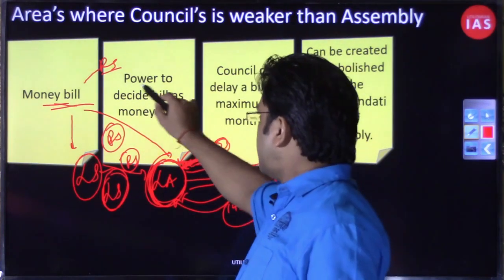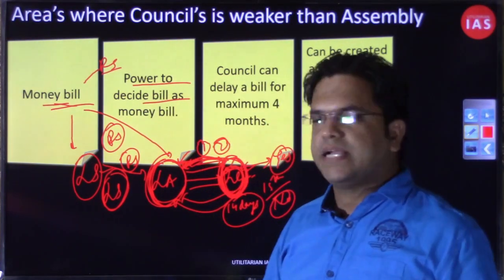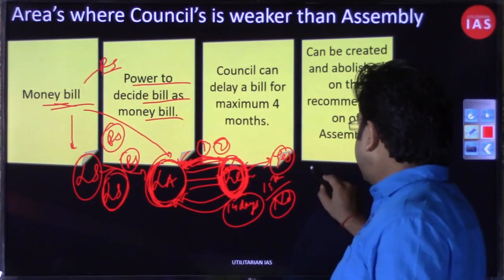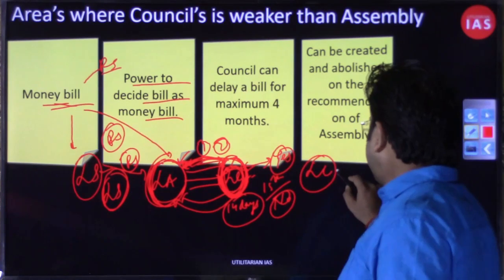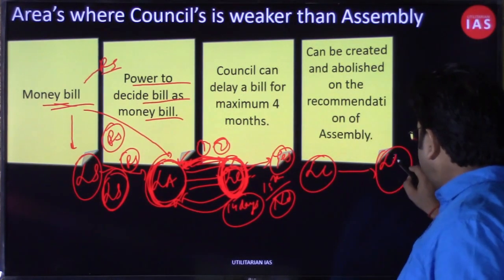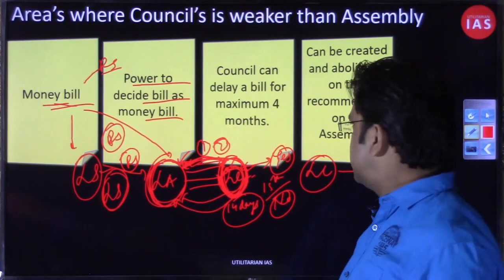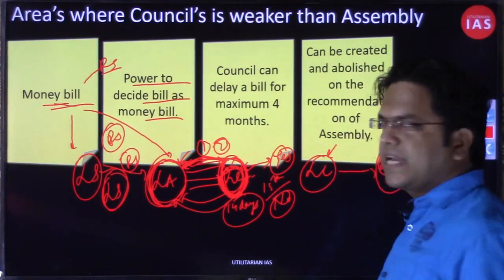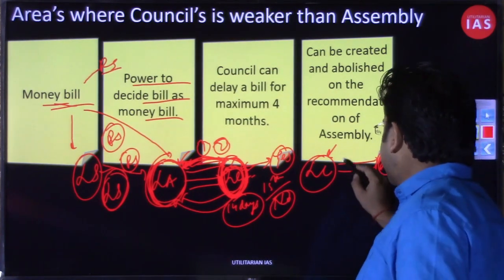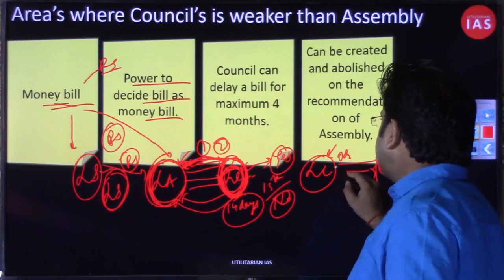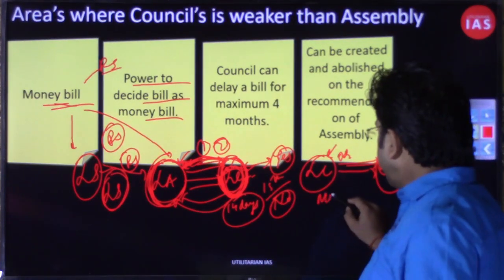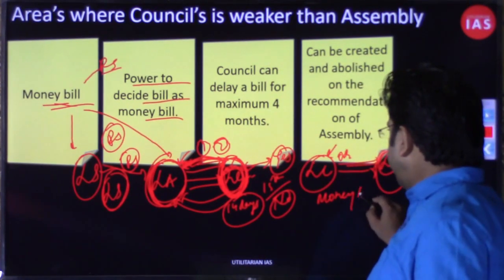The second area where the Legislative Council is again a weaker house: suppose a bill has been introduced into the Legislative Council, and after being passed, it will be sent to the Legislative Assembly. Here the Legislative Council's chairman can't classify what kind of bill it is. As far as an ordinary bill is concerned, he can certify that it is an ordinary bill we are passing, but he can't certify a particular bill in the category of money bill.